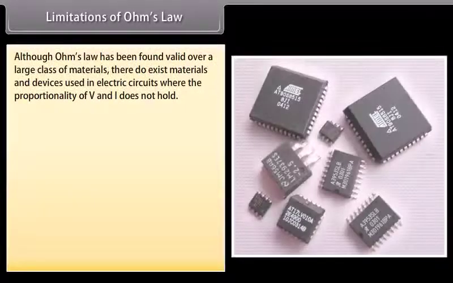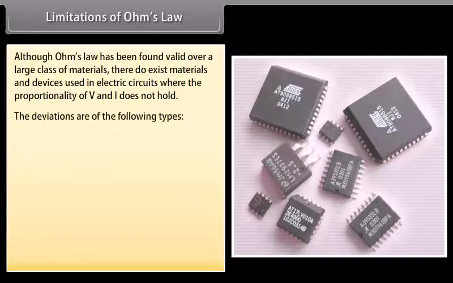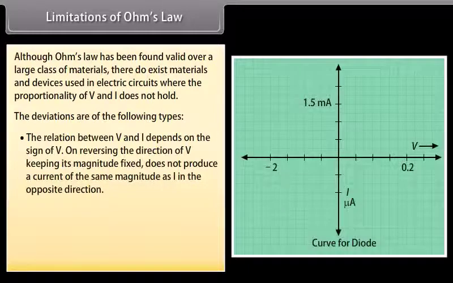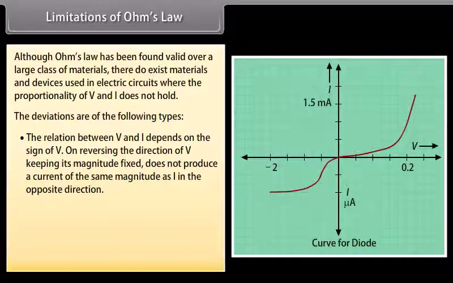Limitations of Ohm's law. Although Ohm's law has been found valid over a large class of materials, there do exist materials and devices used in electric circuits where the proportionality of V and I does not hold. The deviations are of the following types. The relation between V and I depends on the sign of V.